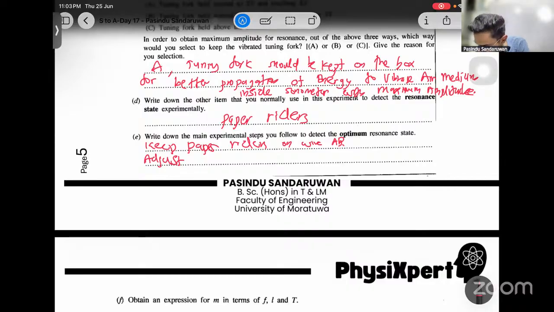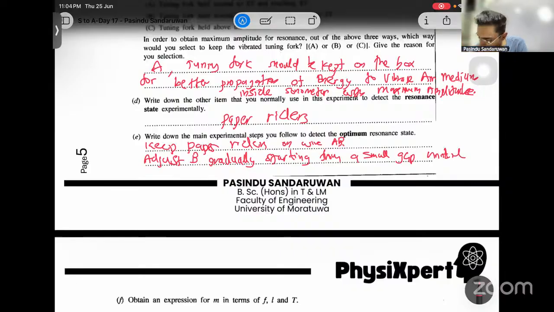Adjust B gradually, starting from a small gap between the bridges, until the paper riders jump off the wire, right?